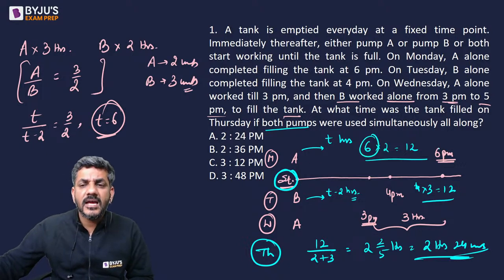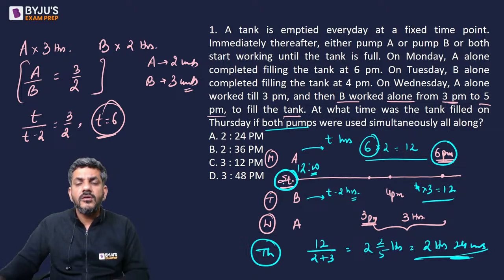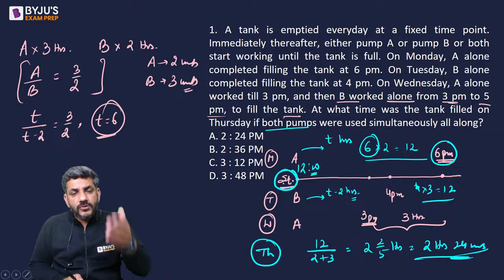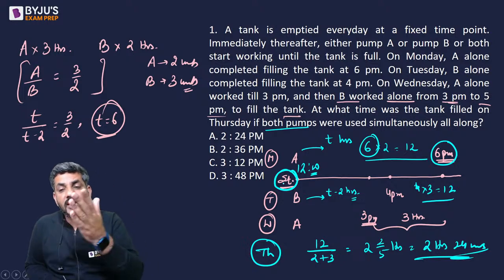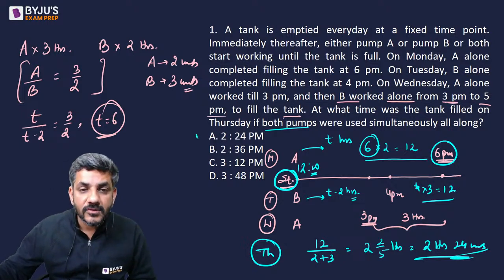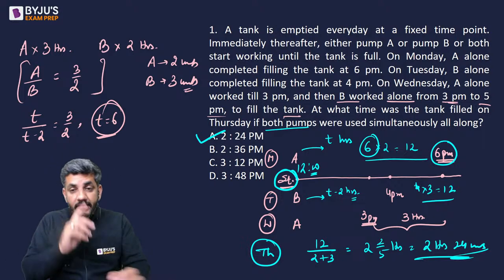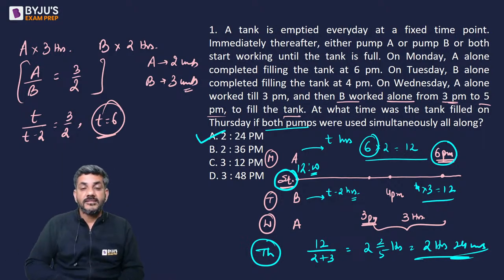A takes 6 hours and fills it by 6 PM, which means A started at 12 noon, and we can say the same in B's case. So starting from 12 o'clock, they are going to take 2 hours and 24 minutes. So at 2:24 they will fill the tank. That is the correct answer for us, right?